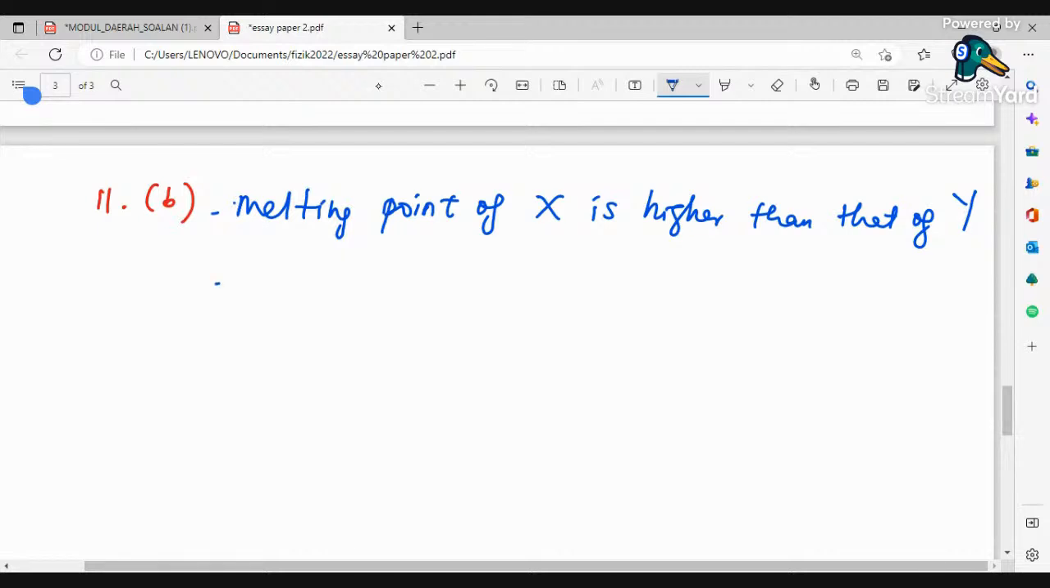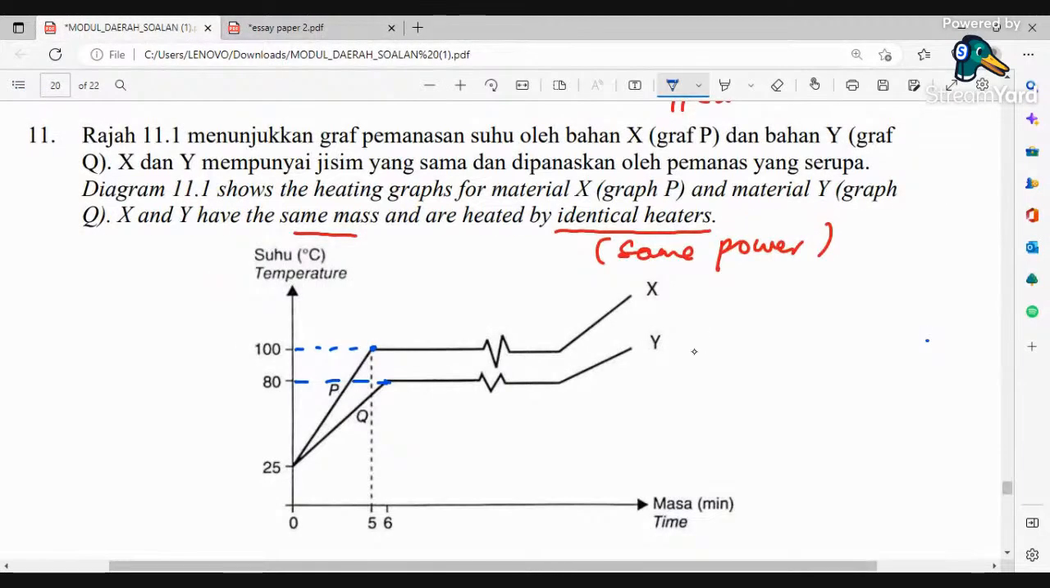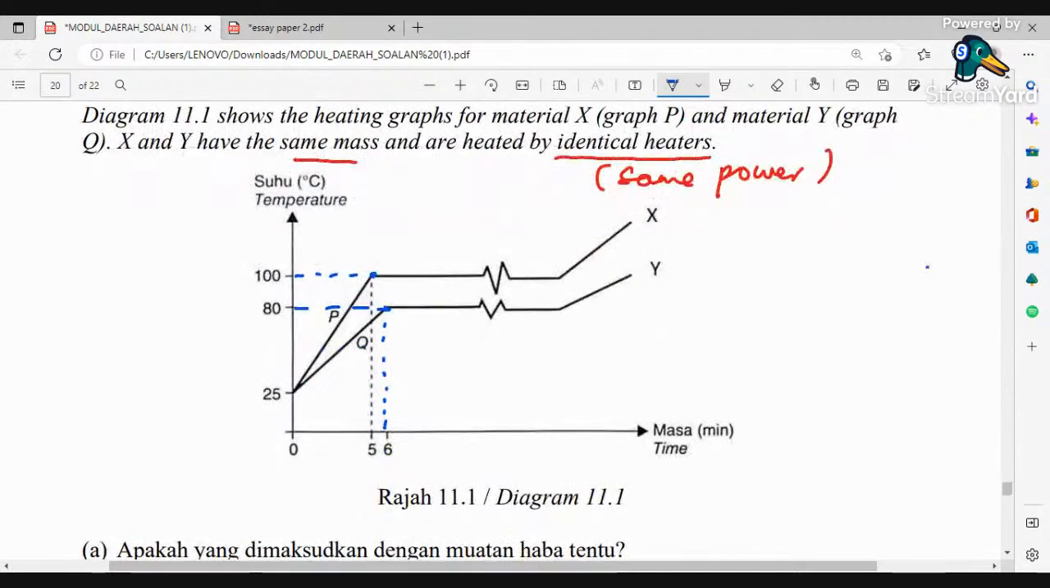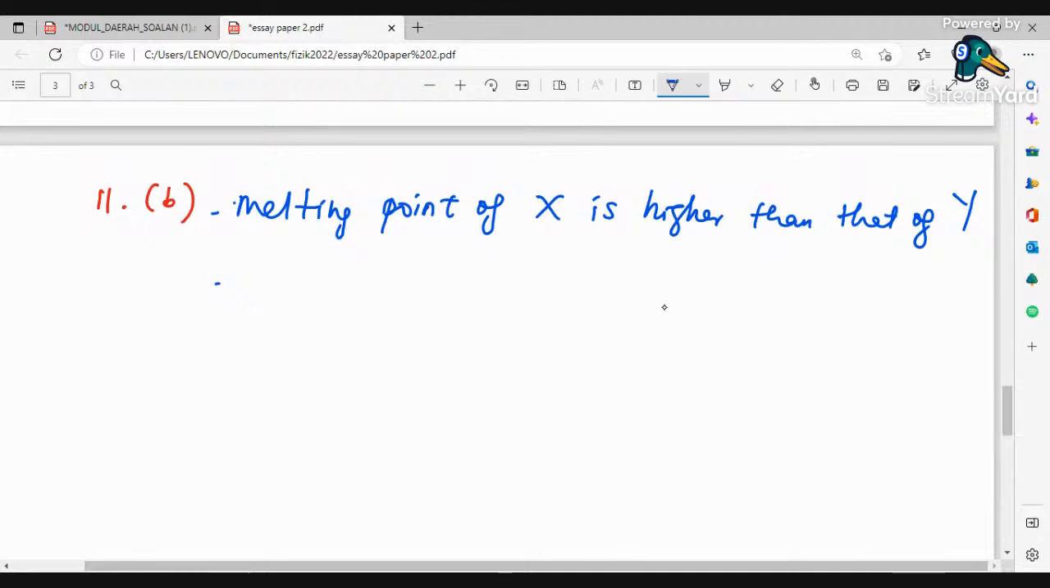Second point, compare between time taken to reach melting point. Time taken to reach melting point for P is 5 minutes, for Q 6 minutes. Means for X shorter time taken. X takes shorter time to reach melting point than Y.